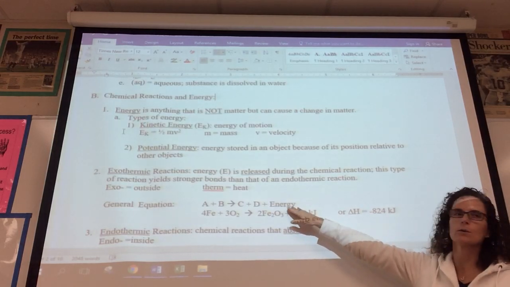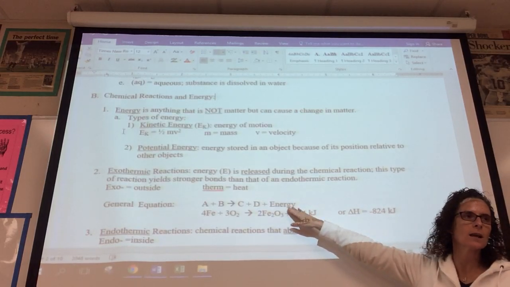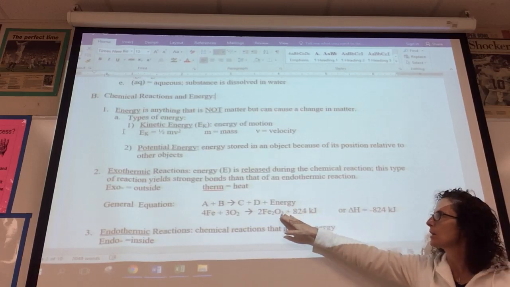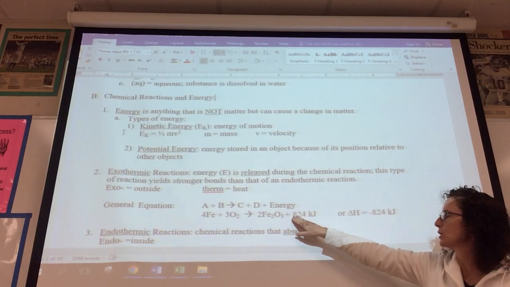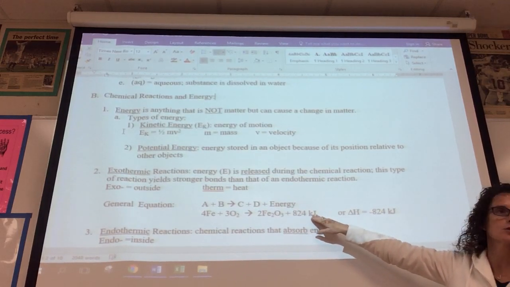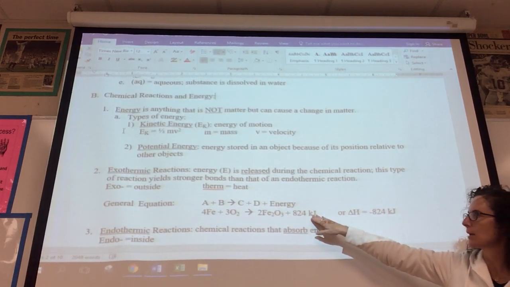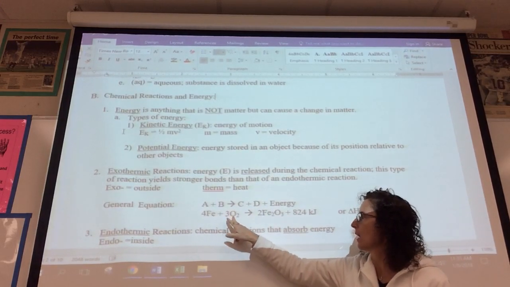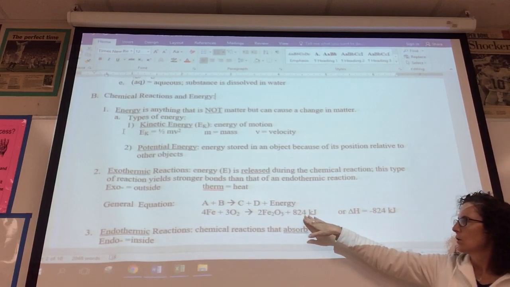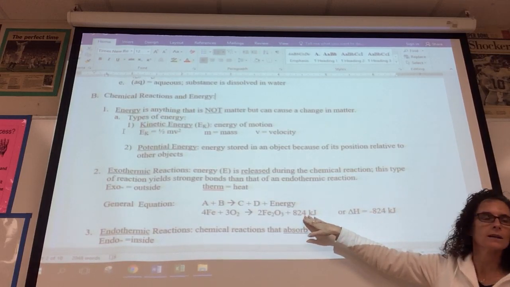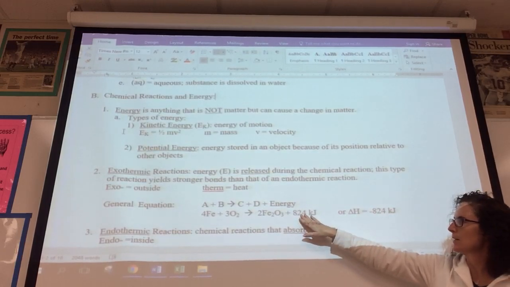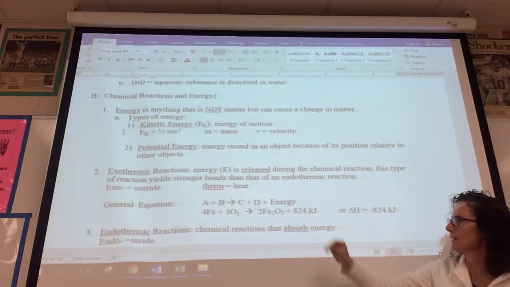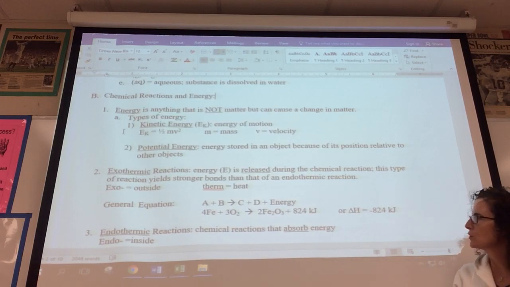In an exothermic reaction, energy is going to be on the product side of the equation, either written as E or energy, or the quantity of energy provided. Kilojoules or joules is a quantity of energy. So when you generate rust from iron and oxygen, 824 kilojoules of heat is released. It's released because it's exothermic. It's on the product side of the equation.